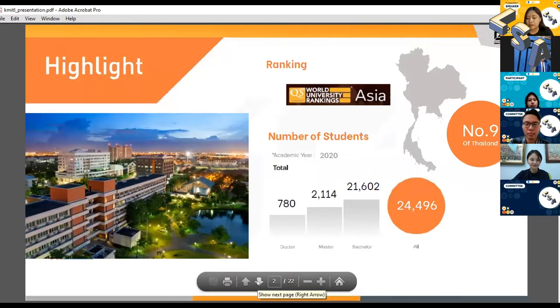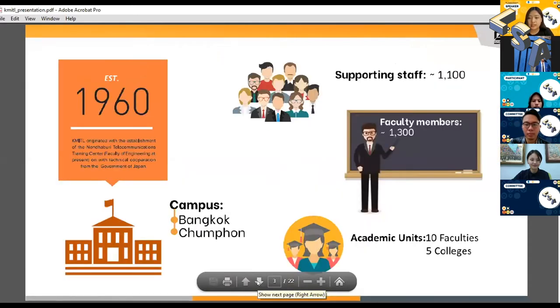Now, our university ranking in Thailand is number 9, and we have a total of about 24,000 students in both graduate and undergraduate degrees. We also have two campuses, the first one in Bangkok, and another one in Chumphon, in the southern part of Thailand.